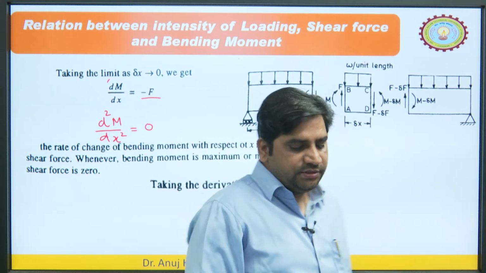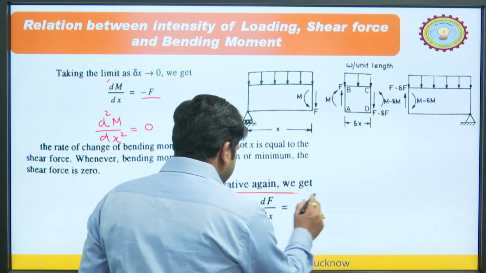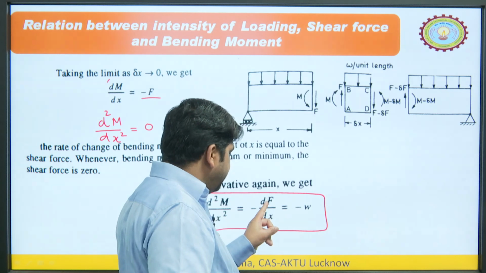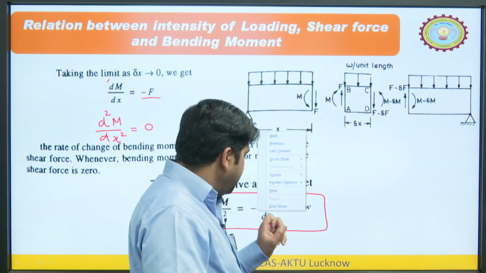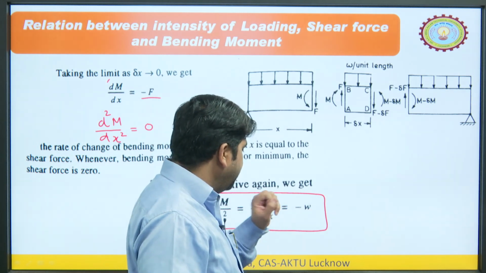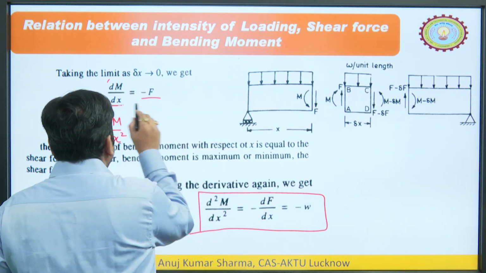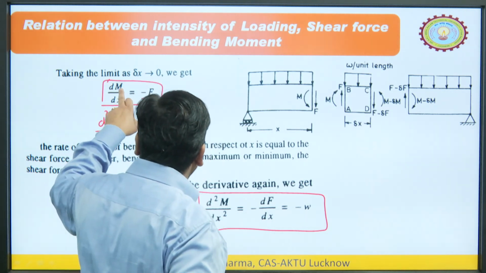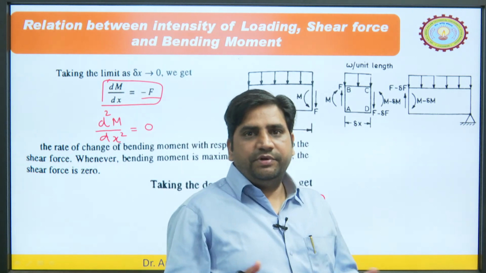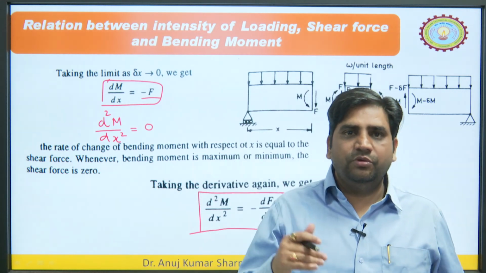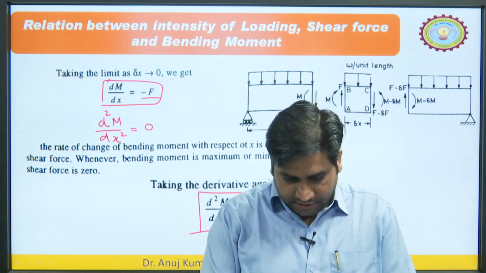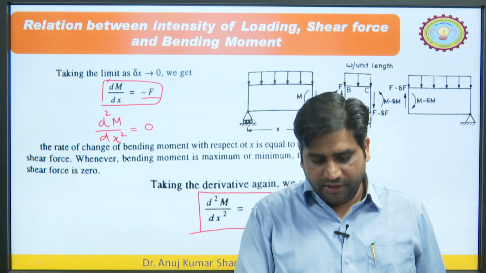So this is the relation basically. If we differentiate the shear force, we get the load intensity. If we double differentiate the bending moment, we get the load intensity. If we differentiate the bending moment once, the first derivative, we get the shear force. Likewise, we are moving from high to low degree of differentiation. This is the relation between the intensity of loading, shear force and bending moment diagrams.